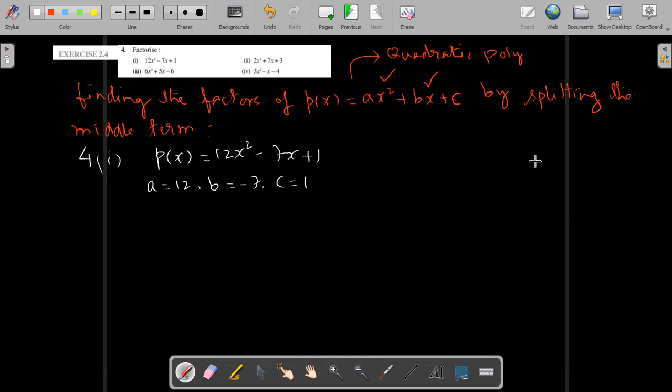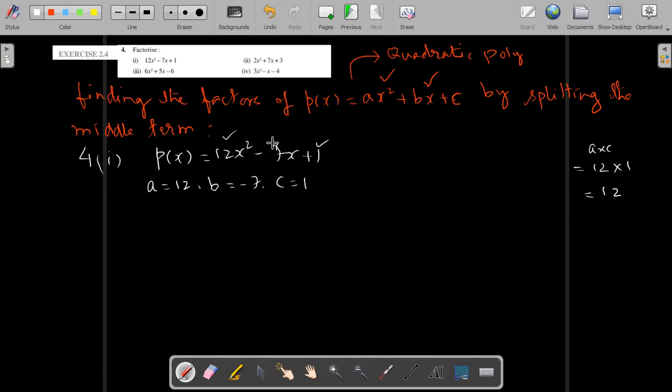That is your rough work. What will you check? First, you will multiply A into C. Here, what is A? A is 12 and C is equal to 1. So 12 into 1 is equal to 12. Correct? A into C.